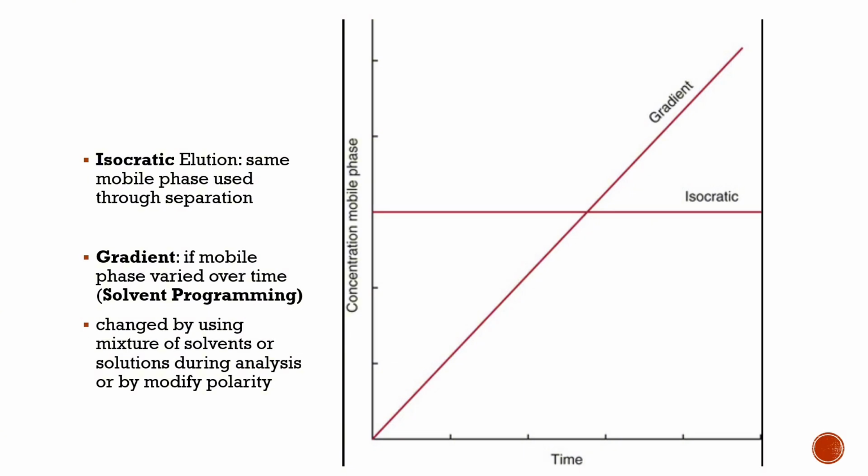These are the different types of elution that can be used for different chromatography, not only for the liquid. There is the term called isocratic elution, which is the same mobile phase used through the separation. And there is a gradient elution if the mobile phase varies over time. This is done by different programming. So either by changing the solvent component through the analysis, changing the temperature, changing the polarity, there are different manipulations that can allow this gradient, and this is to have a better retention of the compound.